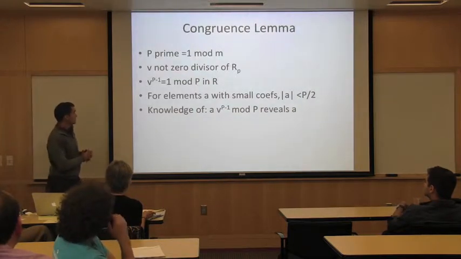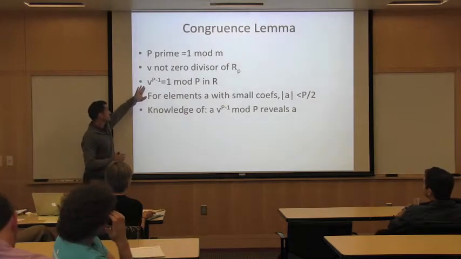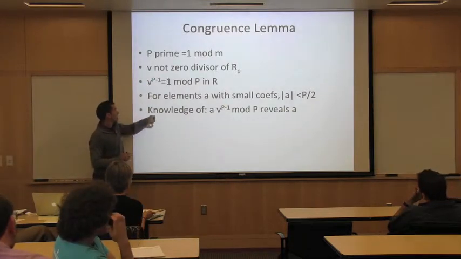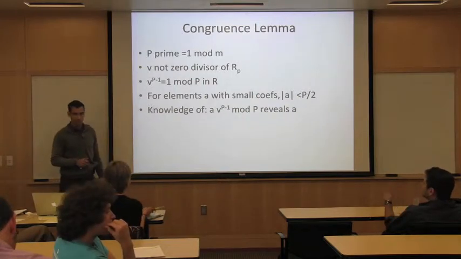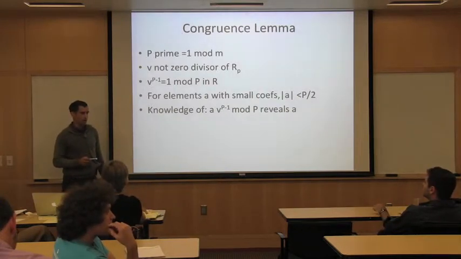Okay, so if you take this element and raise it to the p minus 1th power, you get 1 mod p in the ring. That's Fermat's little theorem. Okay?